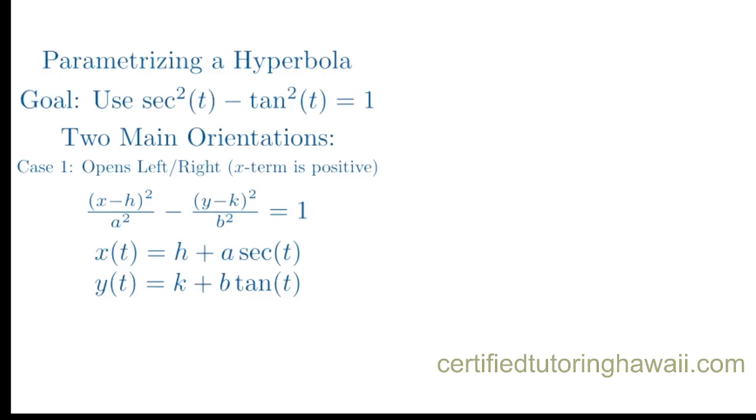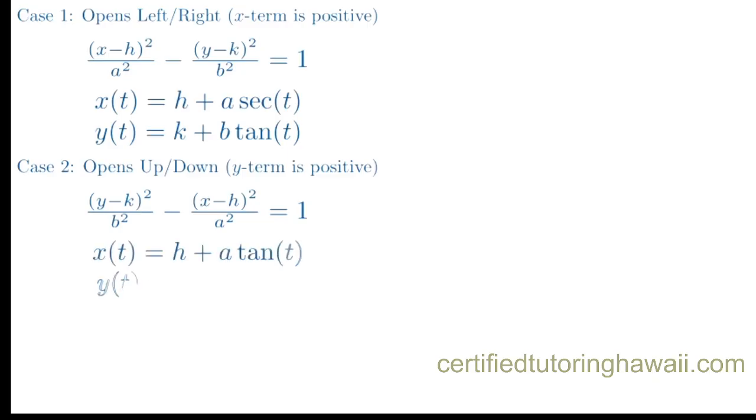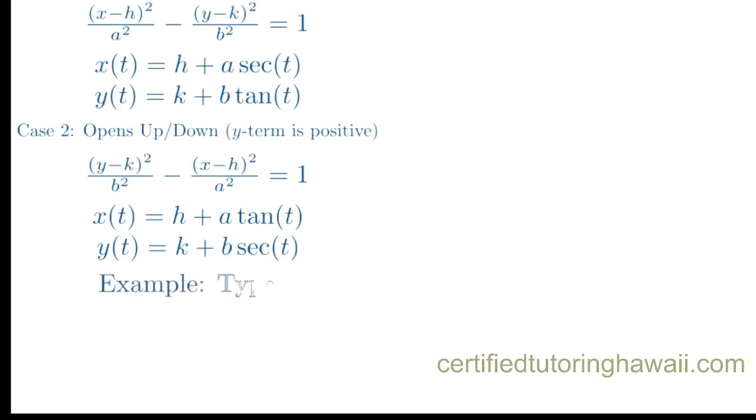Second, a hyperbola that opens up and down. This happens when the y term is positive. The roles are swapped. The y term gets the secant and the x term gets the tangent. Let's work through an example of the first type.